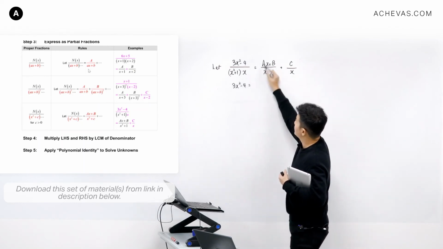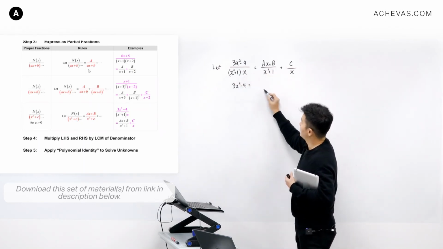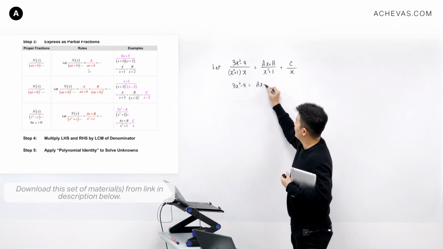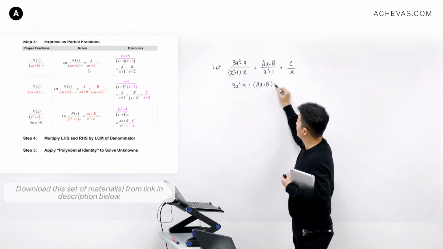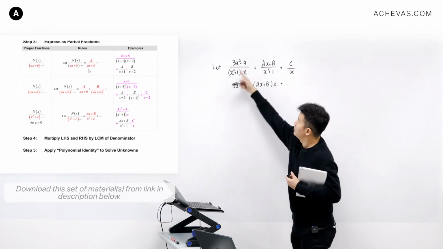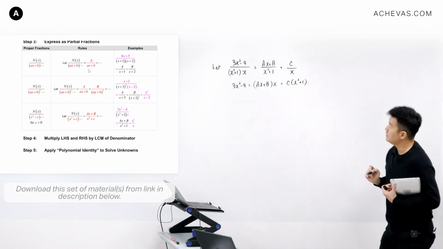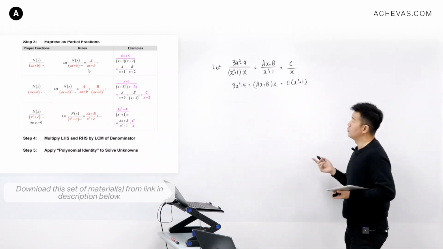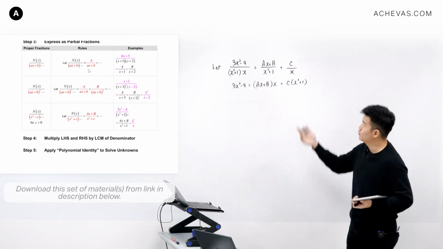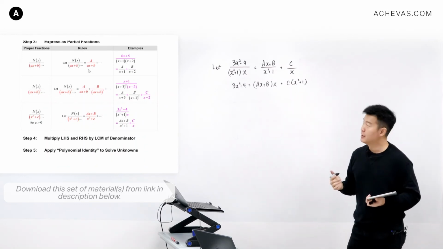And on the right hand side, this entire expression multiplied by this will give me an ax plus b multiplied by x. And this multiplied by this entire expression here will be c of x squared plus 1. And I'm going to try to, again, substitute convenient values to solve for this polynomial, this identity polynomial.